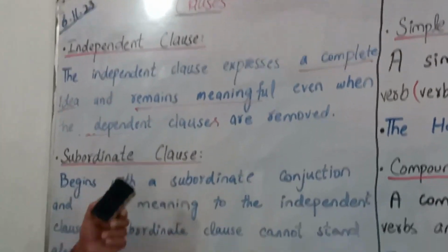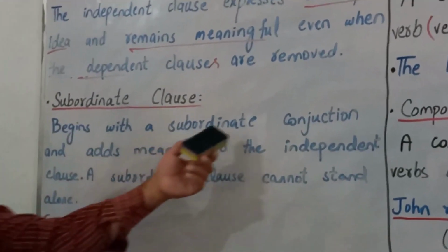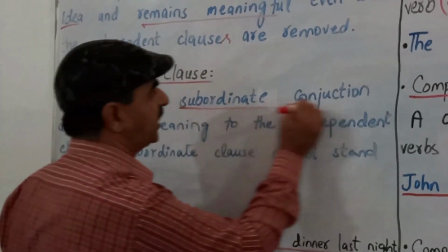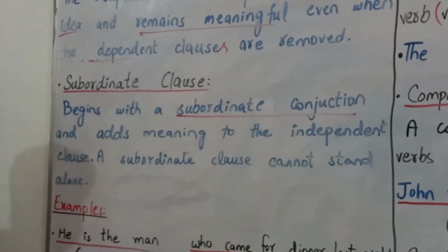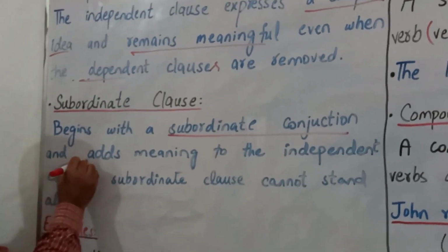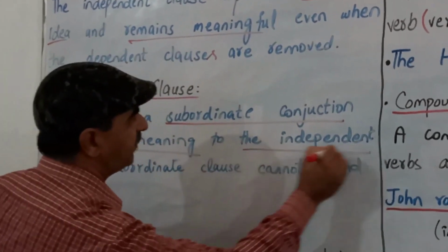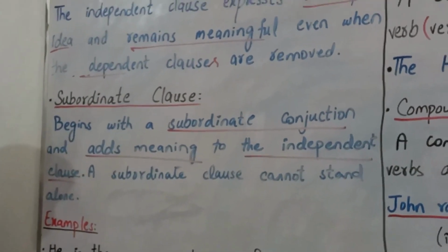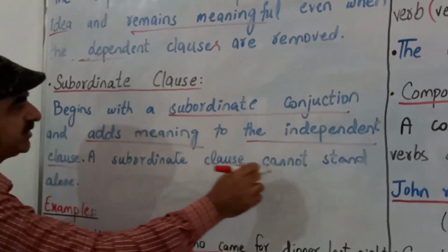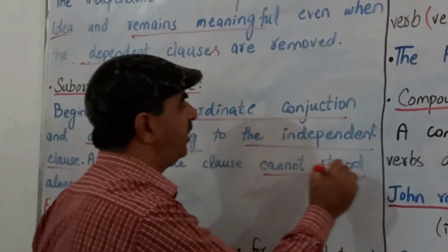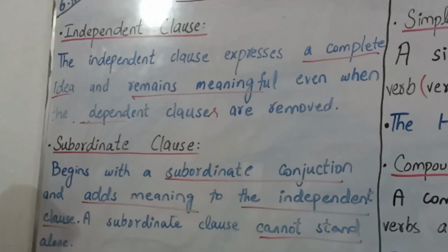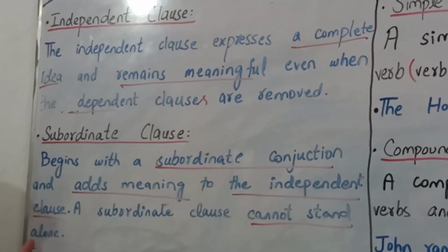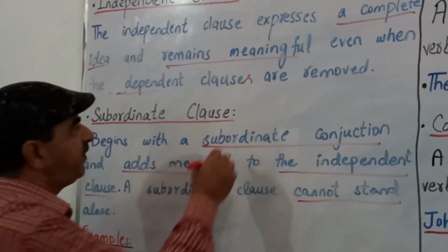Then there is subordinate clause. It begins with a subordinating conjunction, and it adds meaning to the independent clause. A subordinate clause cannot stand alone, but an independent clause can stand alone. Subordinate also means dependent clause.